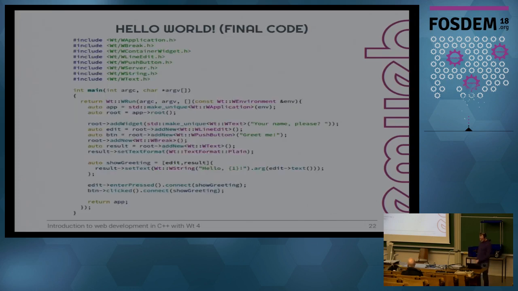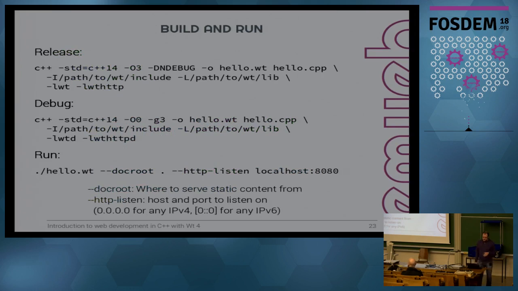So that's the final code. And to build and run it, you do it like any other C++ application. You just need to make sure that you've got your includes and your libs right, and you link with libwt and libwthttp when you're building a release build, and with libwtd and libwthttpd if you're doing a debug build. And so you run it then. There are two arguments that you always have to give it, and that's the docroot, which is where all of your static contents resides, and http-listen to indicate which host and port to listen on.